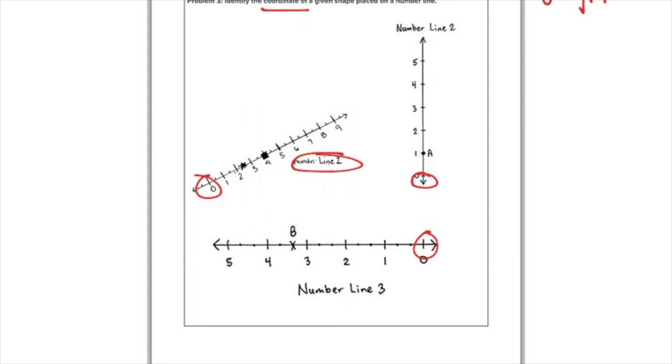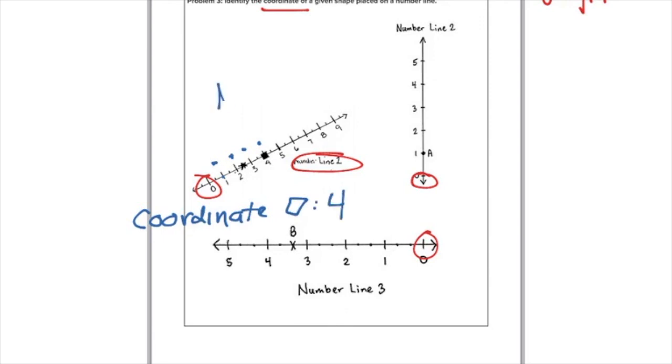Well, let's look at line number 1. How would you describe to me the location of, let's say, the square that's on line 1 on this number line without pointing? You can say, well, I see that it's 4 away from 0. 1, 2, 3, 4. So the coordinate for the square in line 1 is 4.